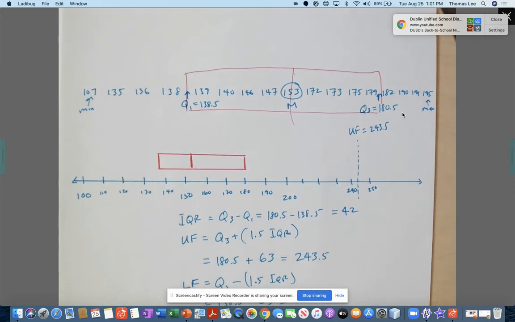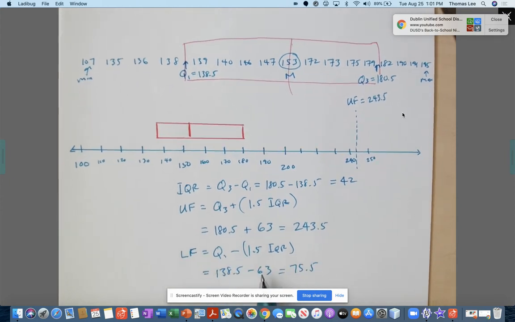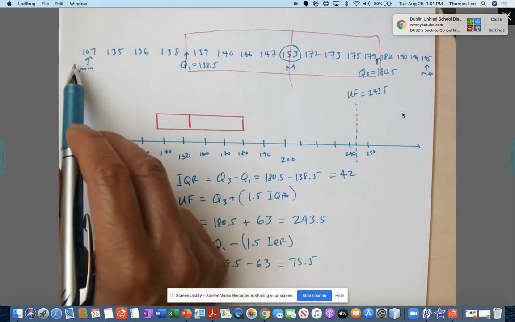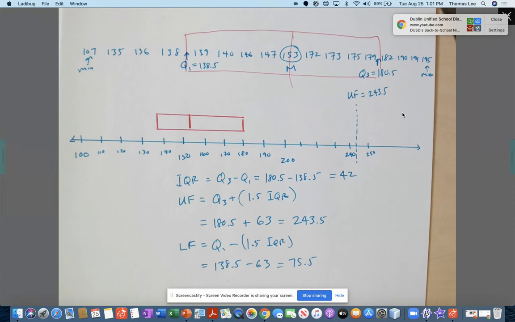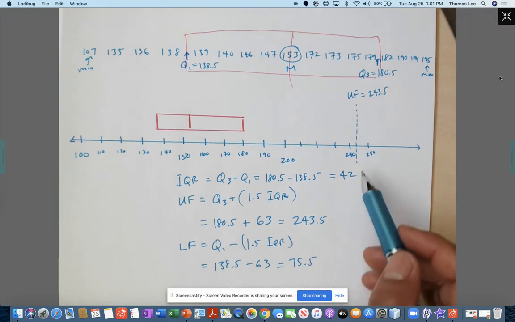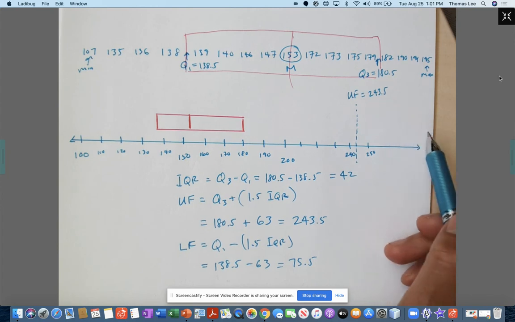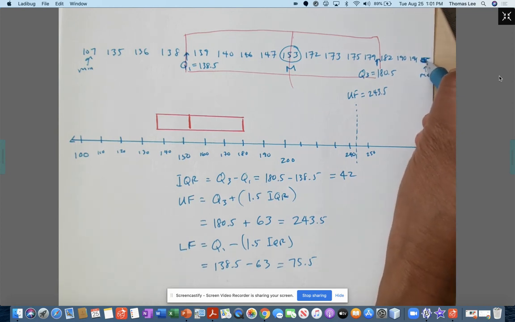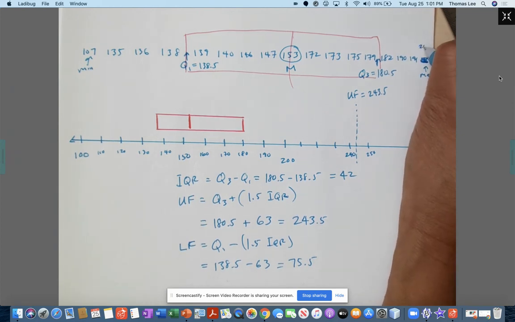So any data values, any actual observations that I have that's less than 75.5 is a low outlier. And my lowest is 107. Any observations that I have that are greater than my upper fence, 243.5, would be a high outlier. My max value is at 195. Okay, but let's say that was wrong. Let's say my max value is actually 250.